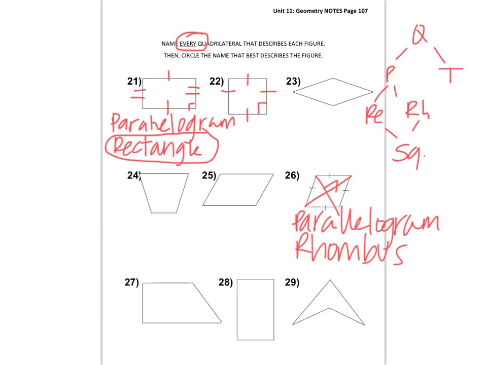Look at 29. So we have 4 sides, so obviously it's a quad. But you can't call that anything else. It's not a parallelogram because it doesn't have opposite sides parallel. It's not a trapezoid because it doesn't have just one pair of parallel sides. This shape actually has no parallel lines, so just a quadrilateral.